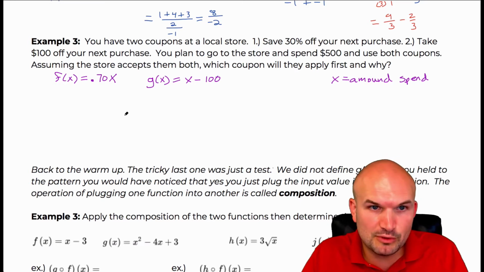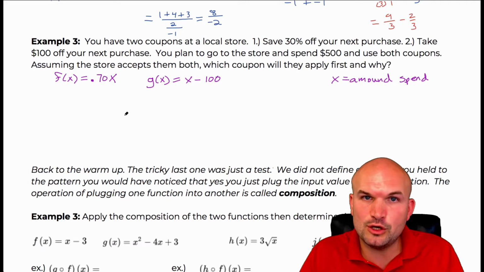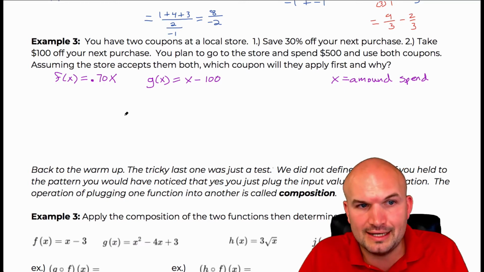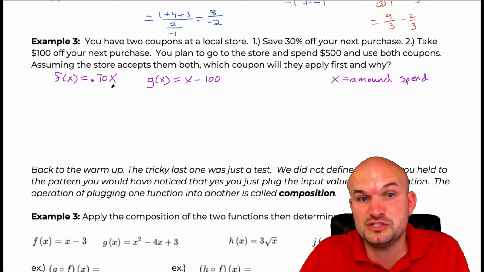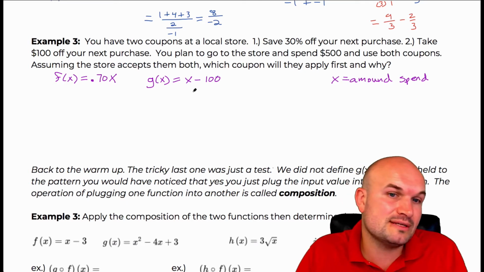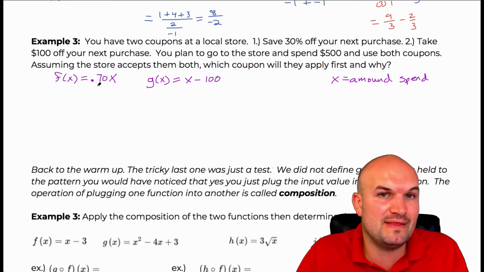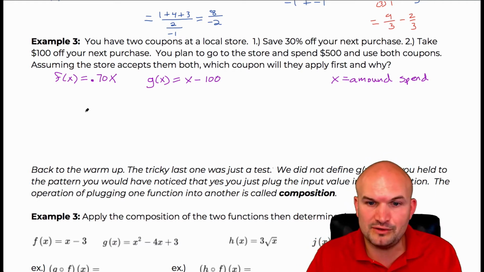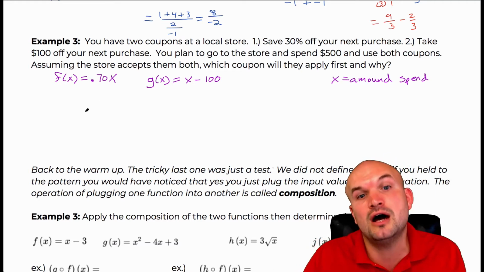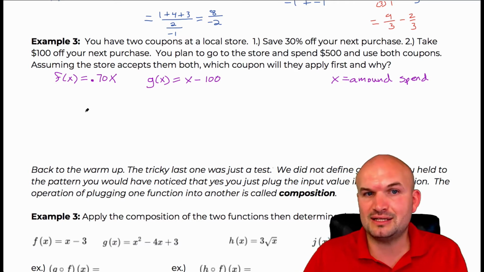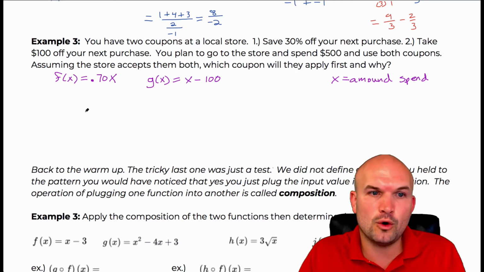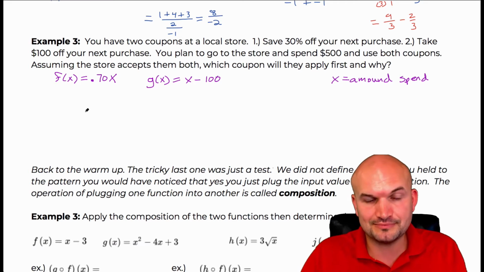If you're allowed to use both coupons, does the order that the coupons are applied matter? Does it make sense for us to apply 70% first and then subtract 100? Or does it matter if we subtract 100 and then take 70% off? Now, if you have some math intuition, you might already say, oh, I already know which option is better. But let's look at this mathematically and see how that order really matters.